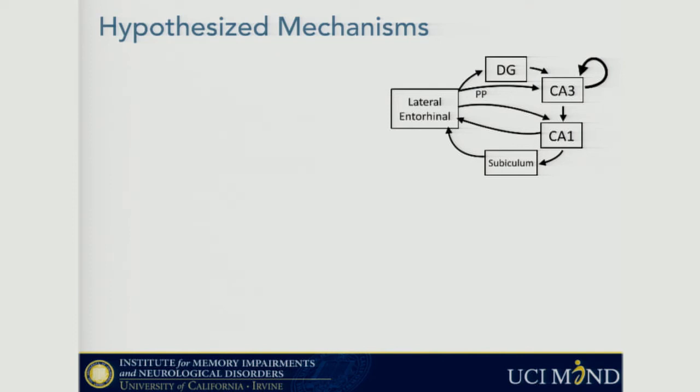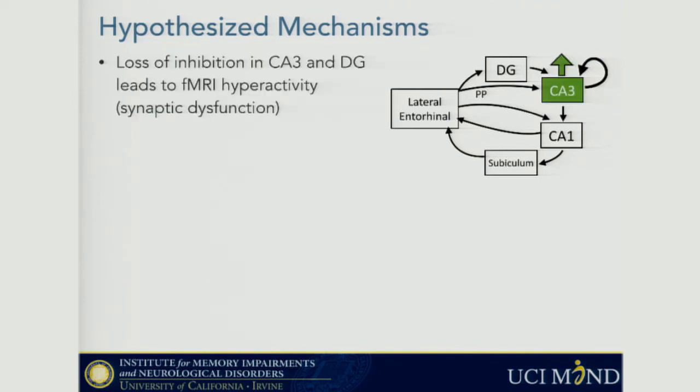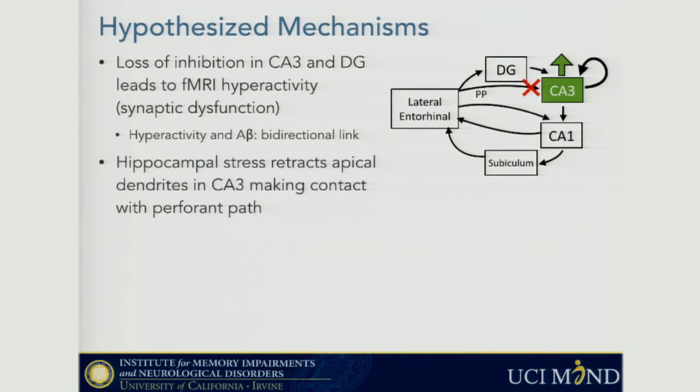Now, in terms of hypothesized mechanisms, this is the summary. Let me walk through what we've covered here. This is a schematized representation of hippocampal connectivity. These are the two regions where we saw hyperactivity in the past. This is the lateral entorhinal. PP stands for perforant path, and so on. So the idea is that we have hyperactivity that manifests early on in CA3 because of synaptic dysfunction. There's a bidirectional relationship between amyloid and hyperactivity. This is an evolving story, but it seems like hyperactivity can induce amyloid plaque deposits, and wherever you have clusters of plaque deposits, you can also have hyperactivity that is induced. So there's a bidirectional link.